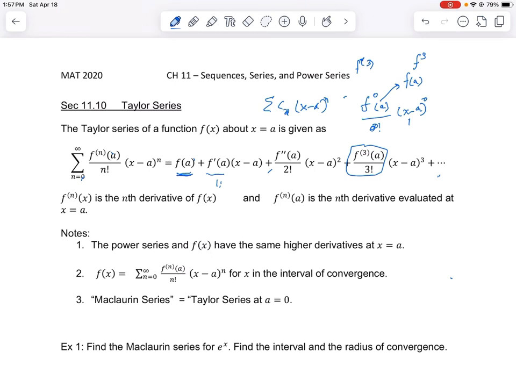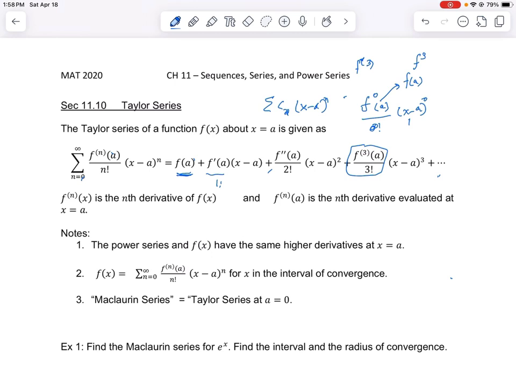Now f^(n), this in the parentheses, is the nth derivative of f of x, and f^(n)(a) will be the nth derivative evaluated at x equal to a. So how do we find this nth derivative? That is the question. You will see when we do examples, then you will understand.